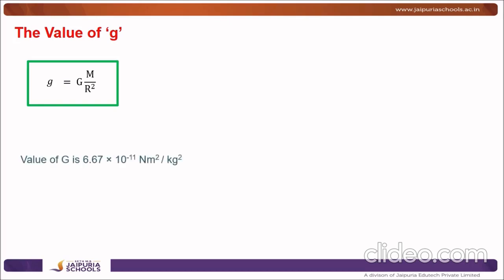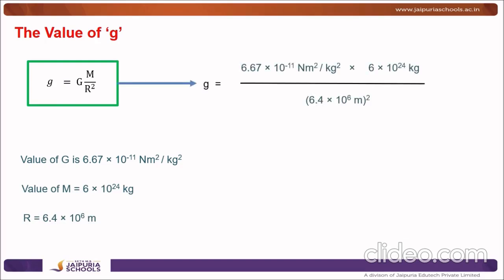Class, now I'm going to calculate the value of small g. We have this formula, and by using it we can easily calculate the value of small g. But we need the value of capital G, the mass of the earth, and the radius of the earth. This is the value of capital G, this is the mass of the earth, and this is the radius of the earth. Now I'm going to put all these values in the given formula. After calculation, we will have g equals 9.8 meter per second square.